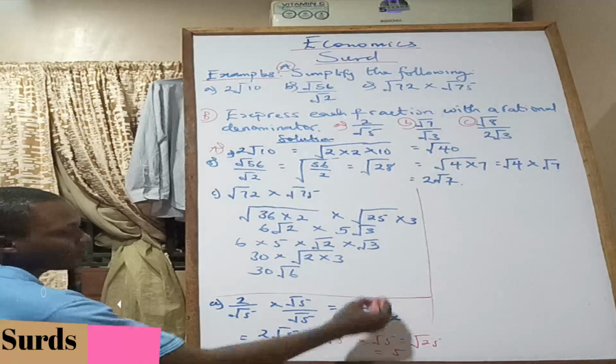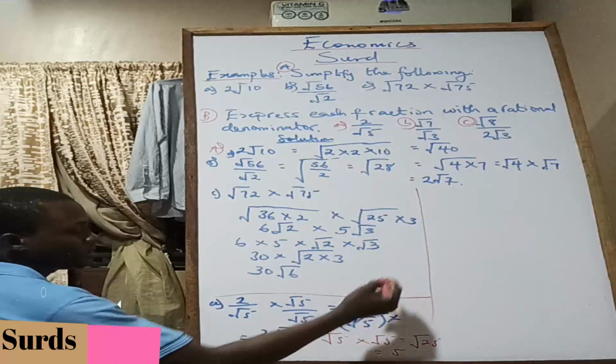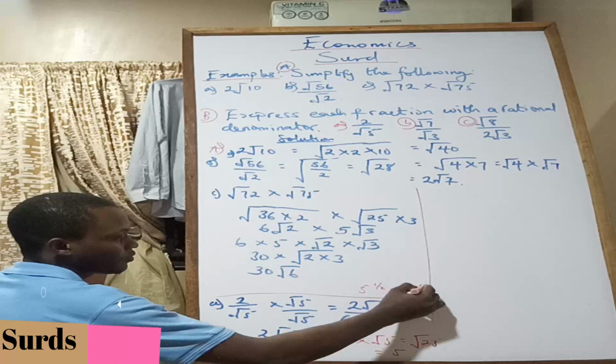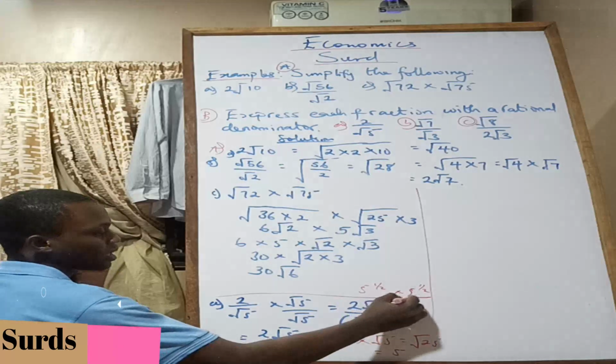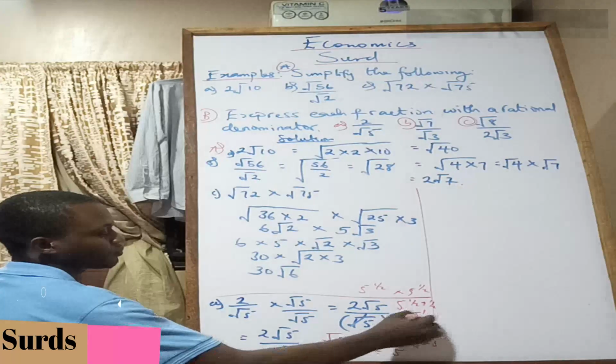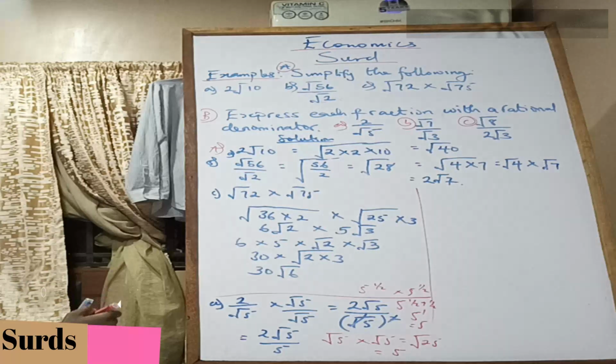So essentially root 5 here is 5 raised to the power half. Alright, so you're now doing 5 raised to the power half multiplied by 5 raised to the power half. So 5 raised to the power half plus half is 5 raised to the power 1, and that will give us 5. So that's normal indices. Alright.